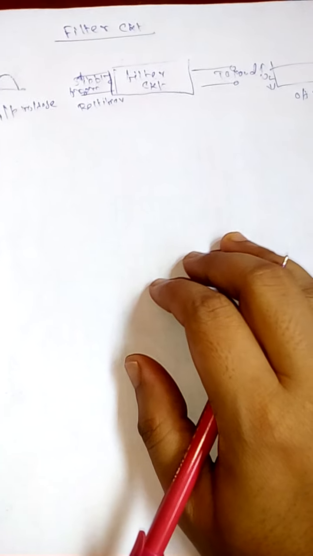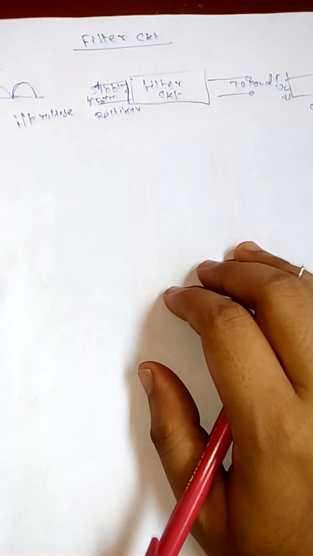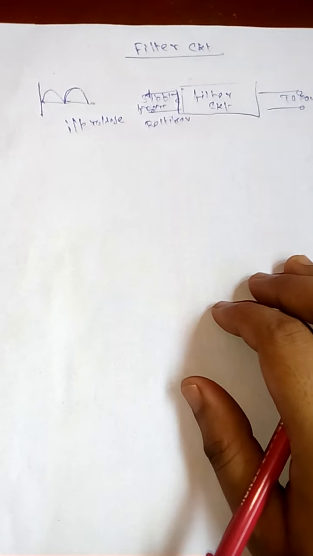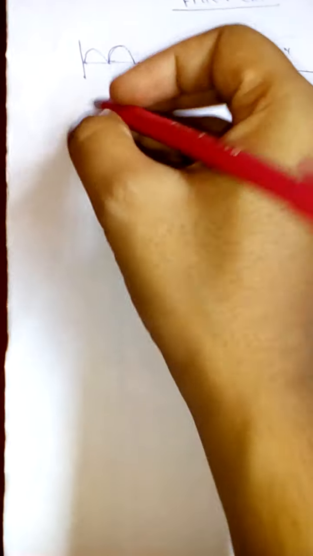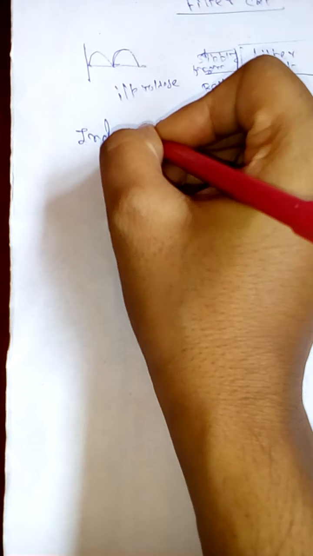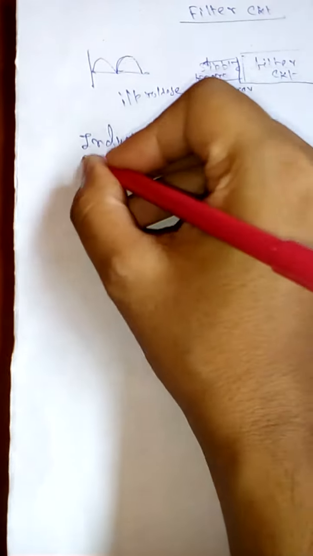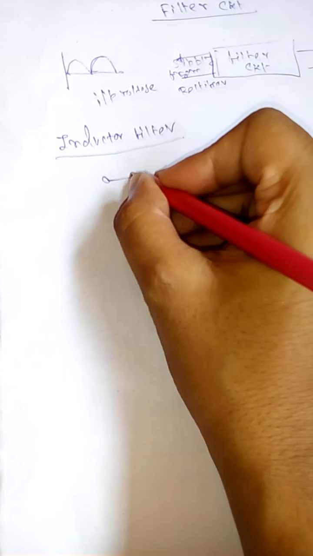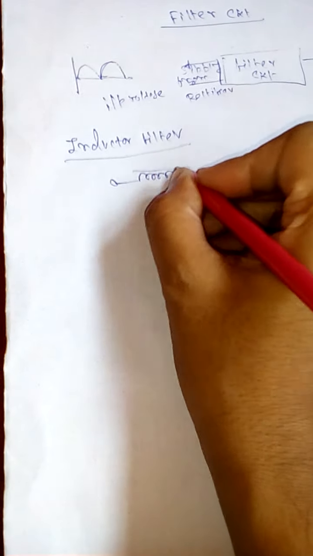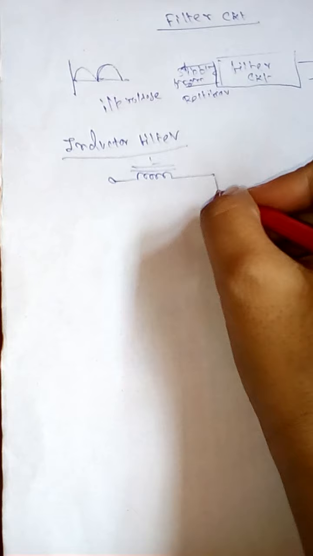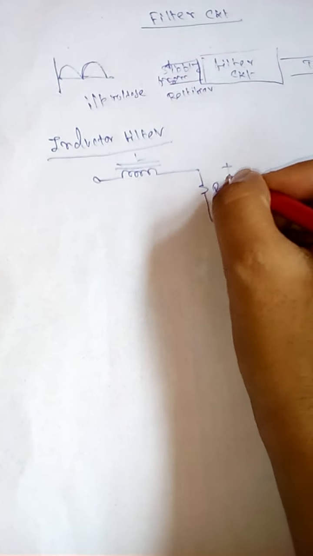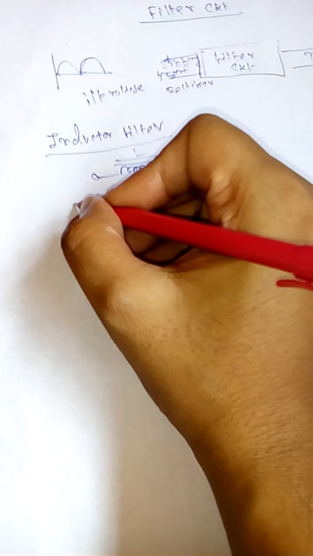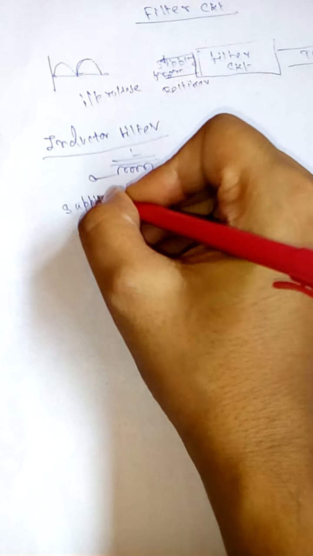Depending upon the reactive components, filters can be classified as capacitor filter, inductor filter, LC filter and pi filter. First of all we discuss the inductor filter. Here we use an inductor, denoted by L. Here is the RL, from which we take the output VL. This is the supply from the rectifier.